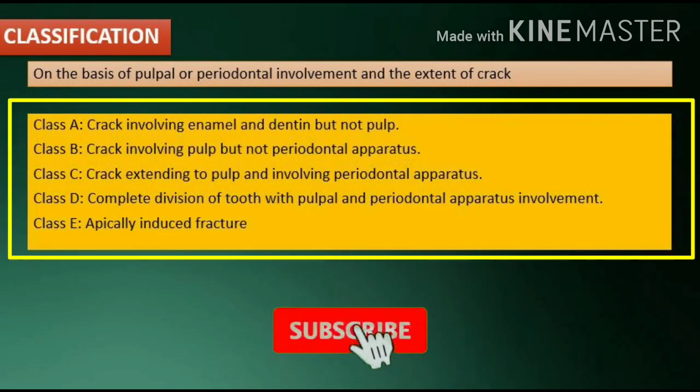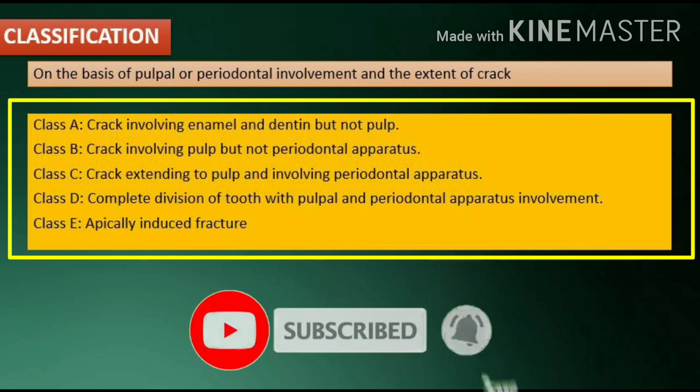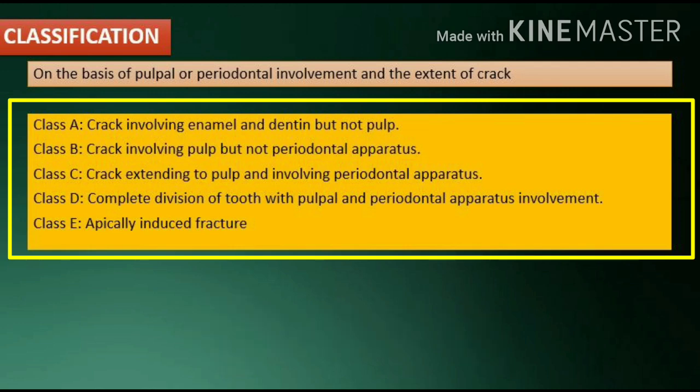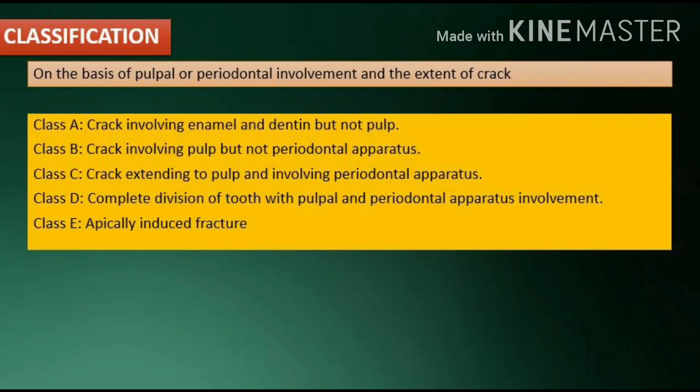Classification: cracked teeth can be classified on the basis of pulpal or periodontal involvement and the extent of crack. Class A: crack involving enamel and dentin but not pulp. Class B: crack involving pulp but not periodontal apparatus. Class C: crack extending to pulp and involving periodontal apparatus. Class D: complete division of tooth with pulpal and periodontal apparatus involvement. Class E: apically induced fracture.